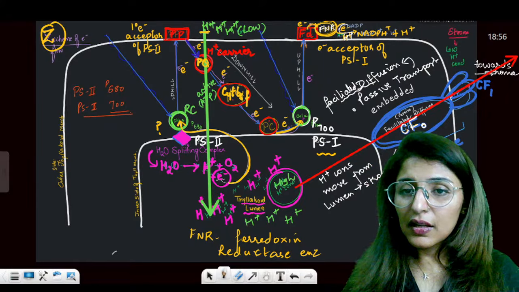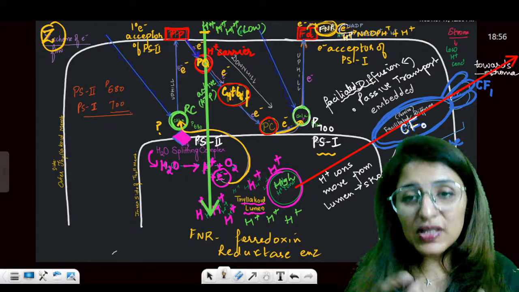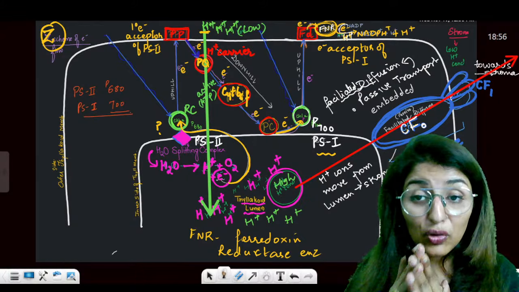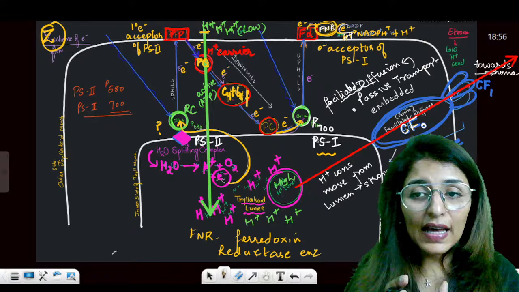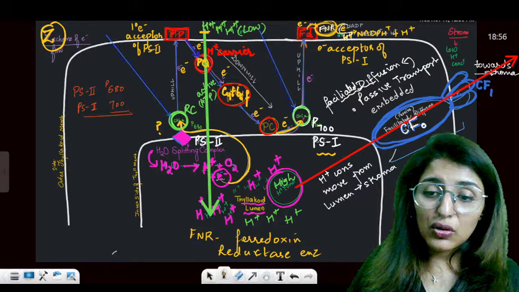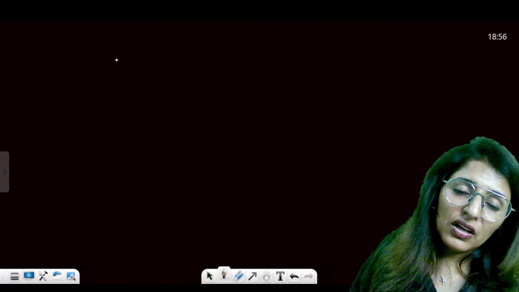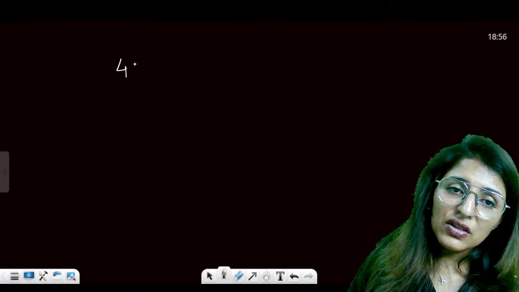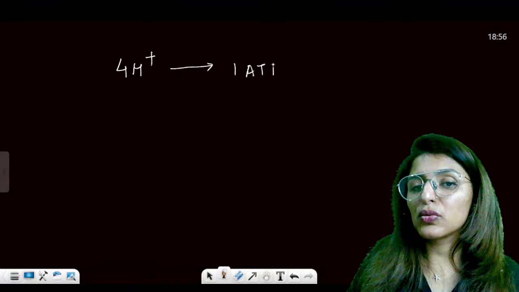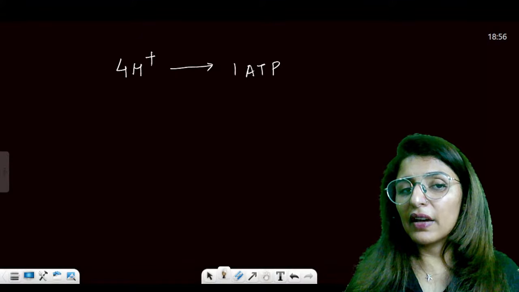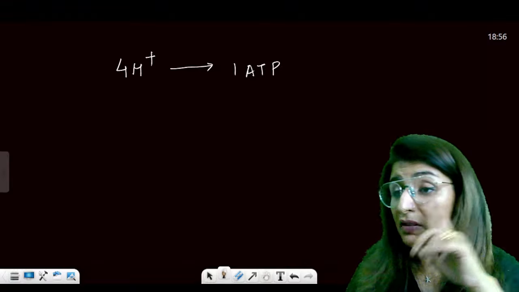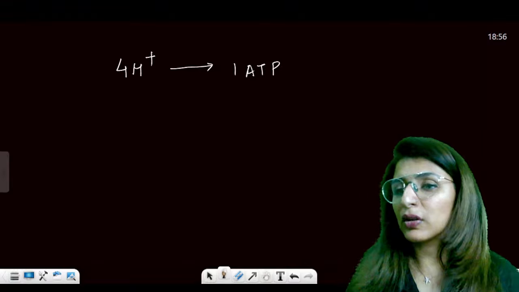Right? So guys, the H positive ions move from lumen to stroma through passive transport, through facilitated diffusion. And during this transport, now this is very, very important, for the transport of every 4 H positive ions, 1 ATP molecule is produced.